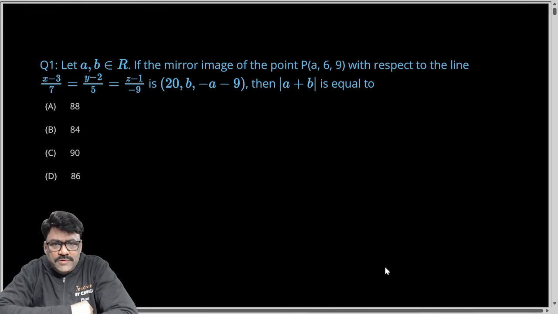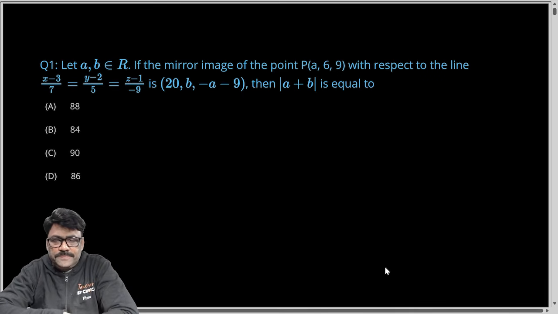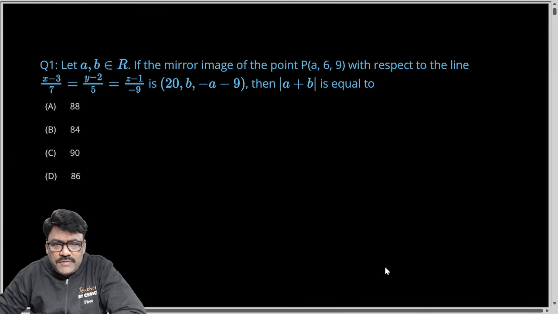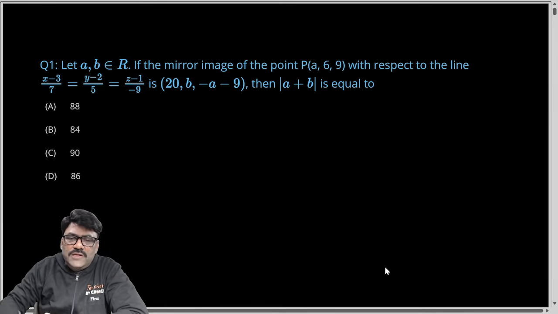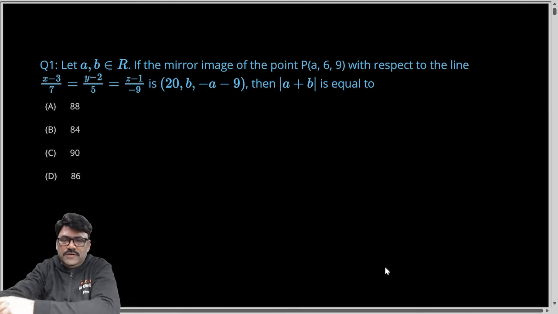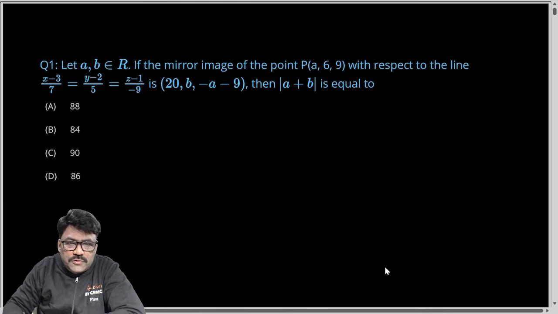So 2 points are given and they are saying that the image of the point P, A, 6, 9 with respect to this given line is 20, B, minus B, comma, minus A, minus. Means these 2 points are mirror images of each other with respect to the given line, right? So you have to get mod of A plus B. So what you can see here, since these 2 points are mirror images of each other with respect to this line, so hence if I find the midpoint of these two, what will be the midpoint of these two?